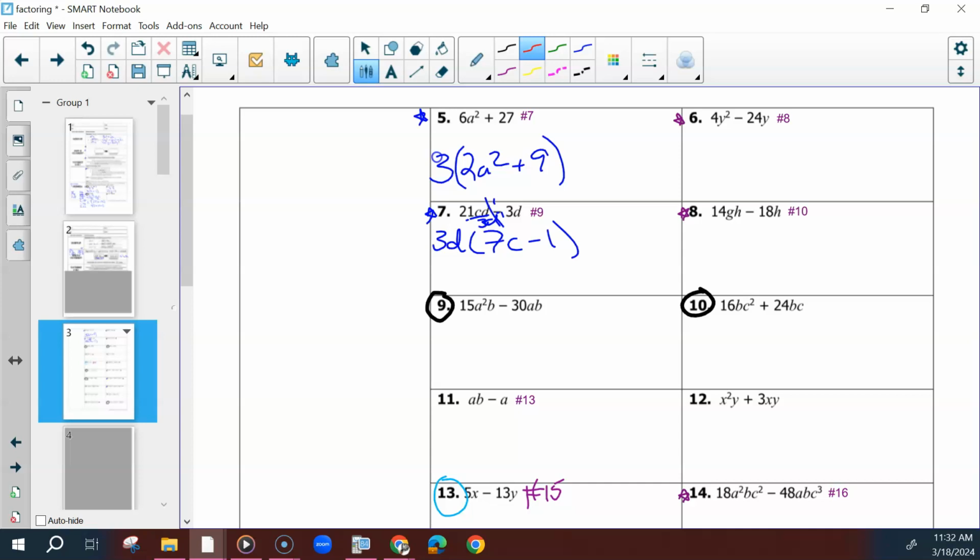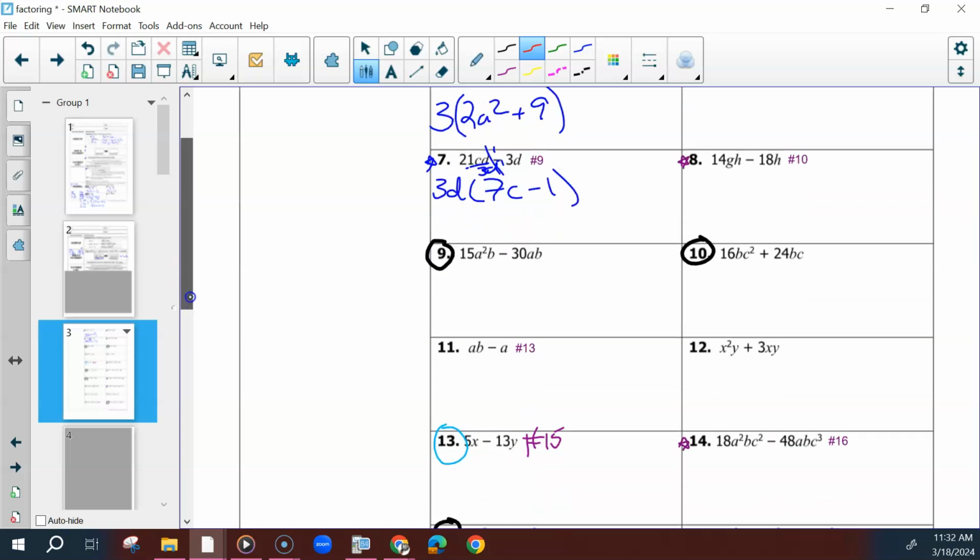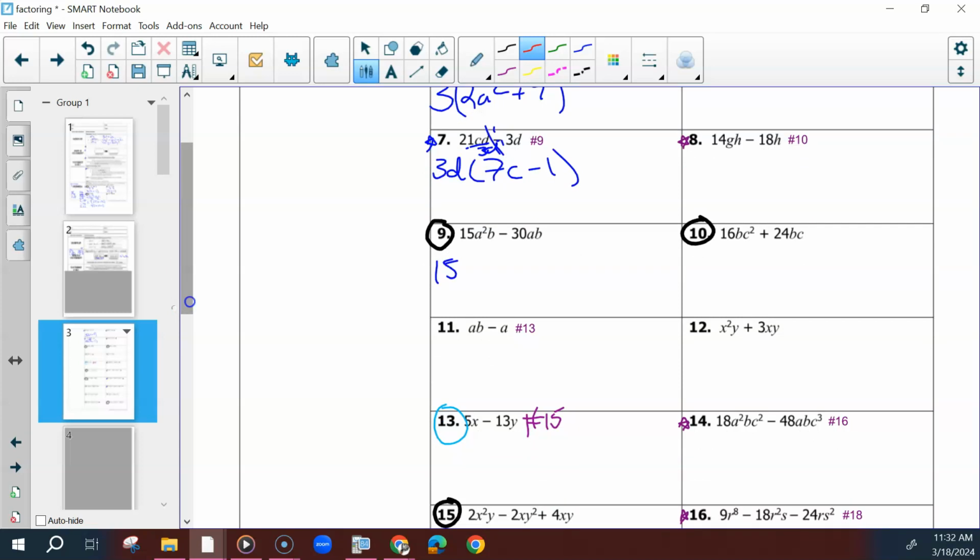Let's do 9. What do those have in common? 15. Anything else? 3. A. We do have a B. We do have an A. How many of each? 2 A's and 1 A. Could I take 2 A's from this 1 A? No. So just 1, both. Divide both terms by 15 AB. What would that leave us with? A minus 2. And that's it.